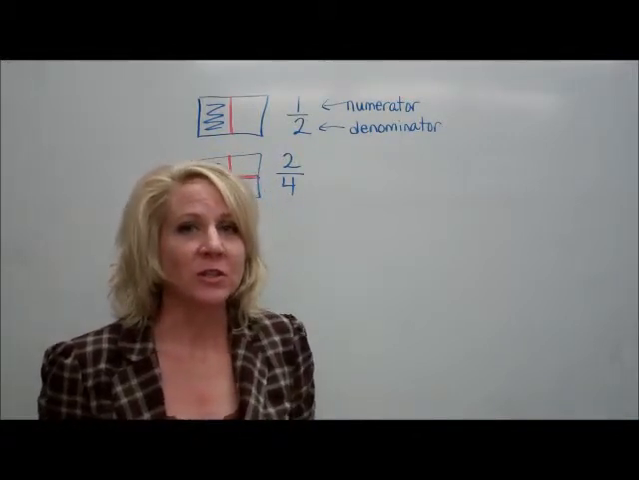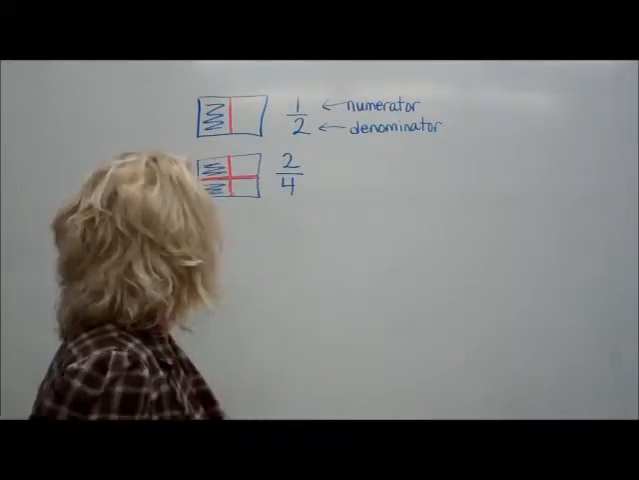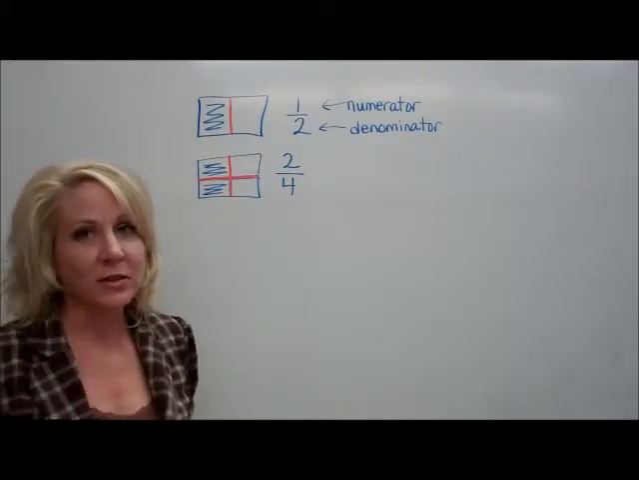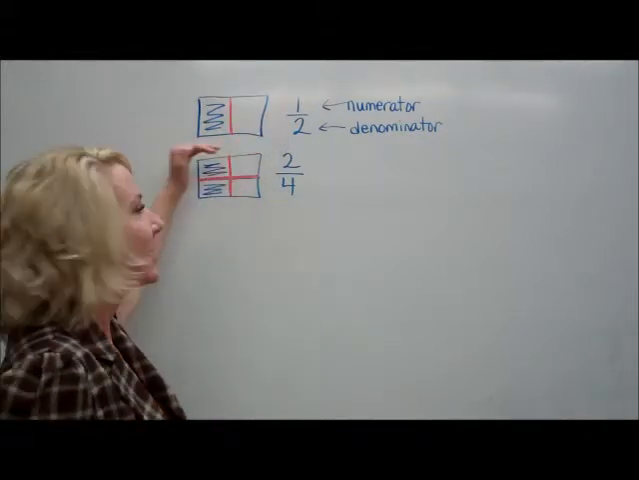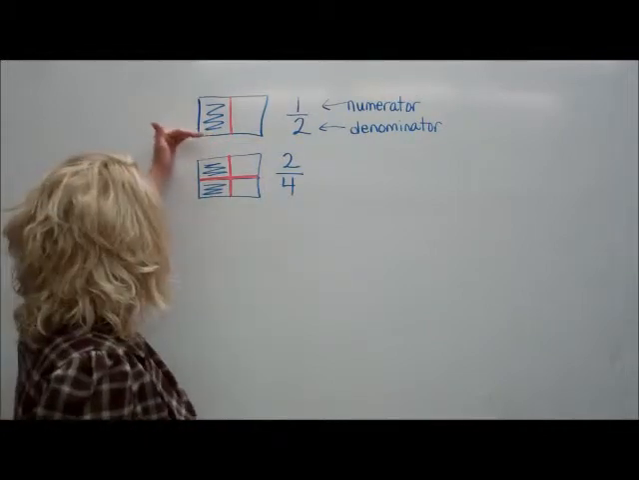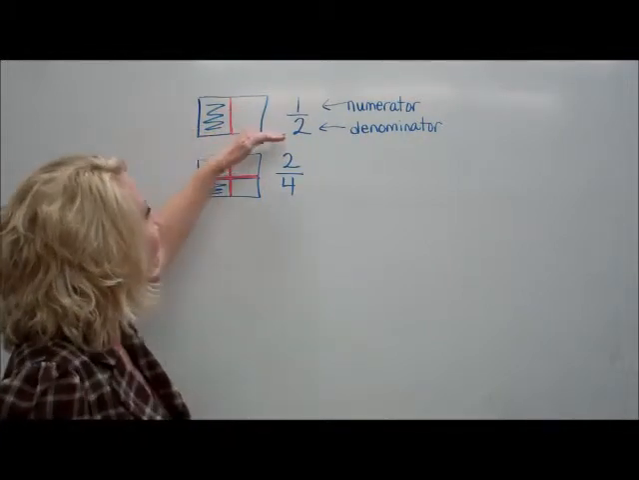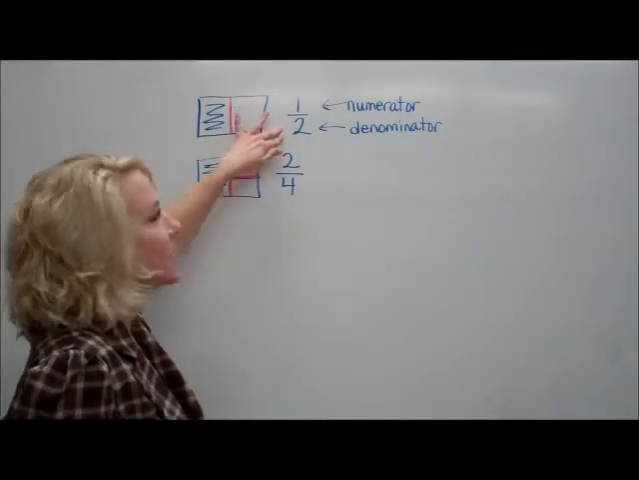When I do fractions with the children, I often use food as a reference. So if you could imagine that these are two chocolate bars here, I have one chocolate bar that is divided into 2 pieces and another chocolate bar that is divided into 4 pieces. This chocolate bar is divided into 2 pieces, and the way a fraction works is the top number is called the numerator, the bottom number is called the denominator.